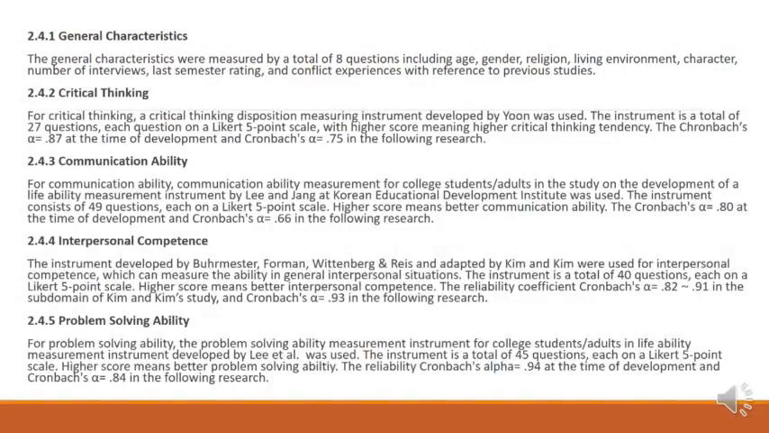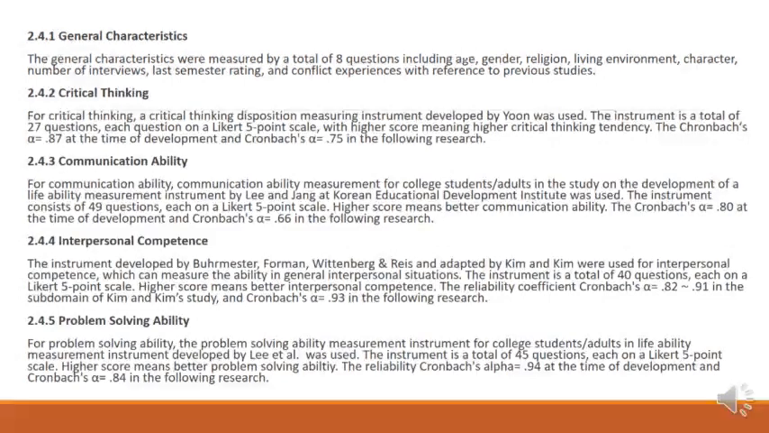For communication ability, the measure for college student adults in the study on the development of a life ability measure instrument by Lee and Chang, and the Korean Educational Development Institute, was used. The instrument consists of 49 questions, each on a Likert 5-point scale. A higher score means better communication ability. The Cronbach's alpha was .80 at the time of development and .66 in the following research.